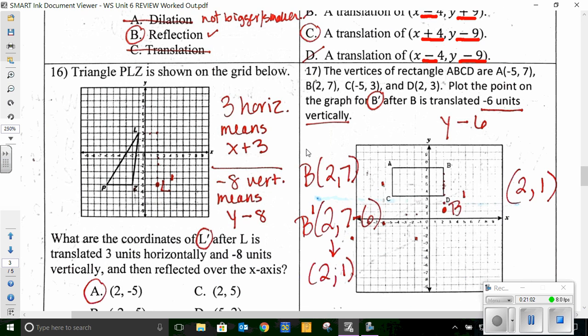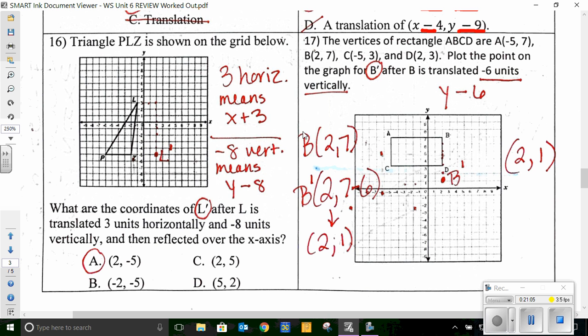All right, number 10 here, it says triangle PLZ is shown on the grid below. And it says, what are the coordinates of L prime after L is translated 3 units horizontally and negative 8 units vertically? This is almost the same thing I just did a second ago. We know that we're adding 3 to the x because it's 3 units horizontally, meaning positive 3. So we're going 3 to the right. And the negative 8 vertically means it's going down 8, y minus 8.